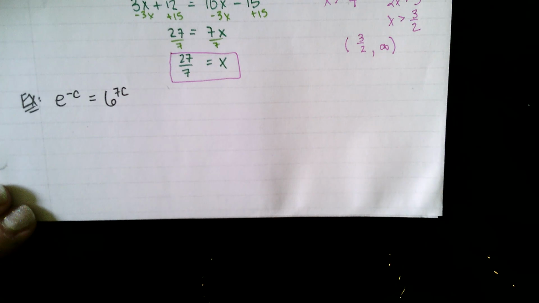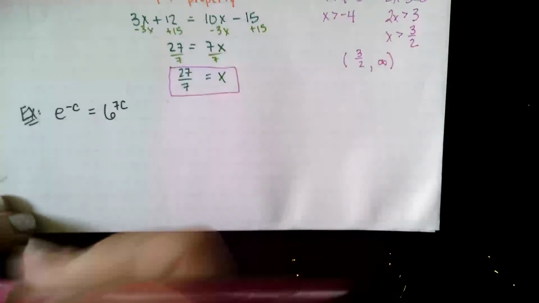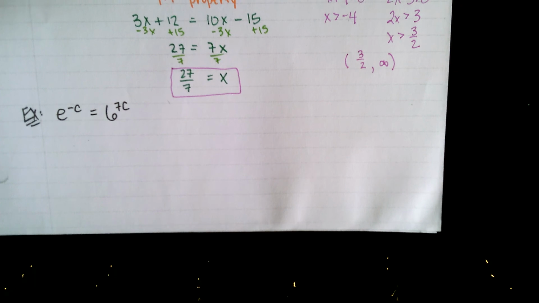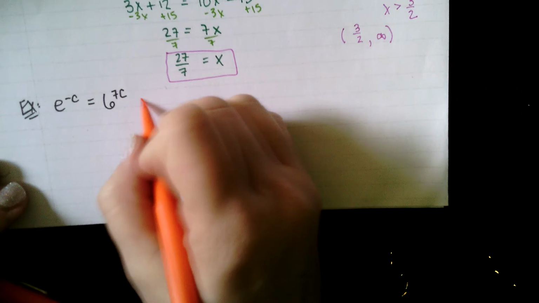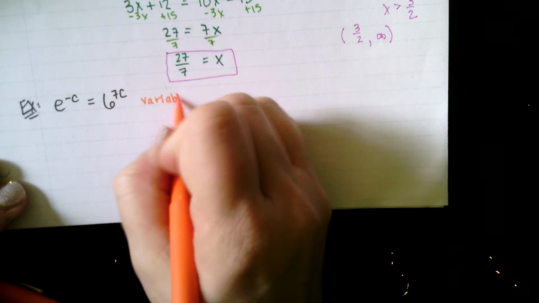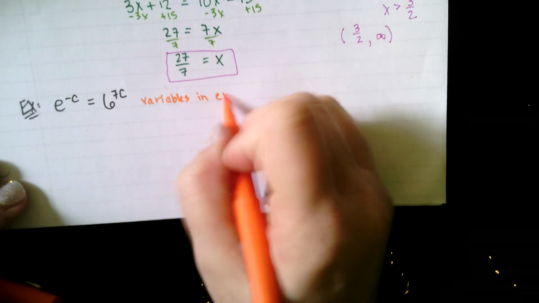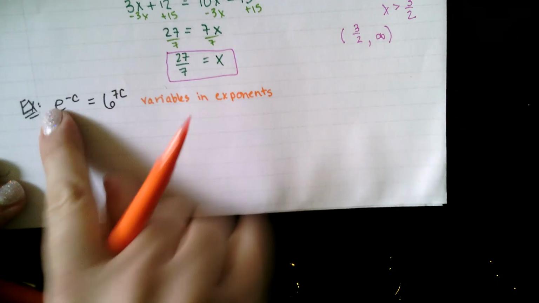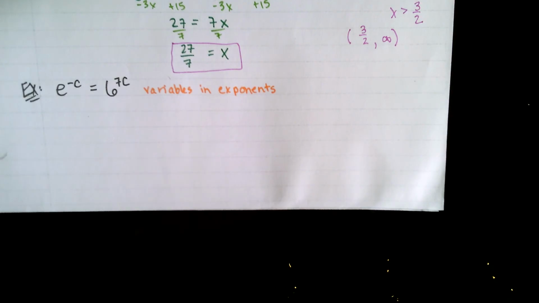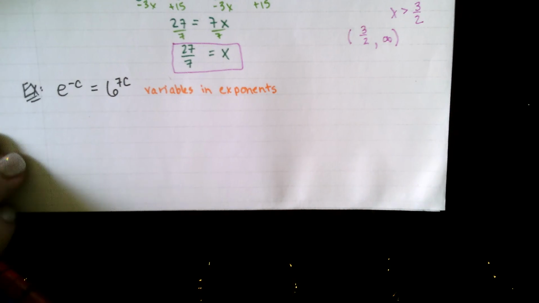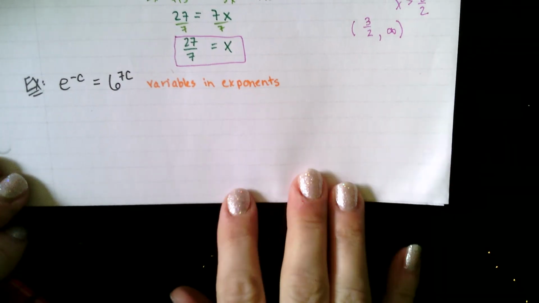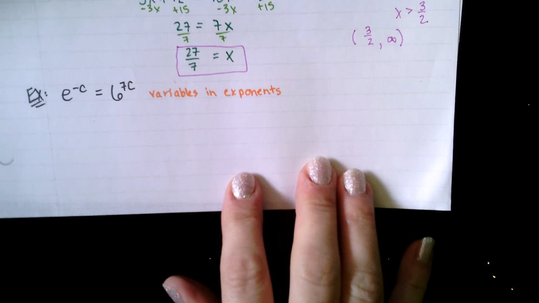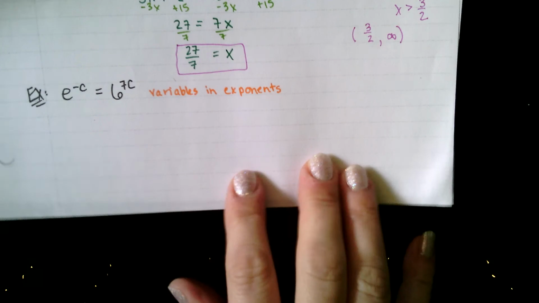e to the negative c equals 6 to the 7c. This one has variables in the exponents. We can't make these have the same base. I can't change an e into a 6. I can't change a 6 into an e. So I'm going to have to take the natural log of both sides because that's the strategy when we have variables in the exponents.